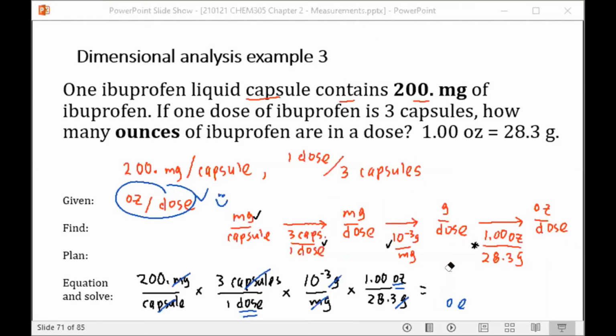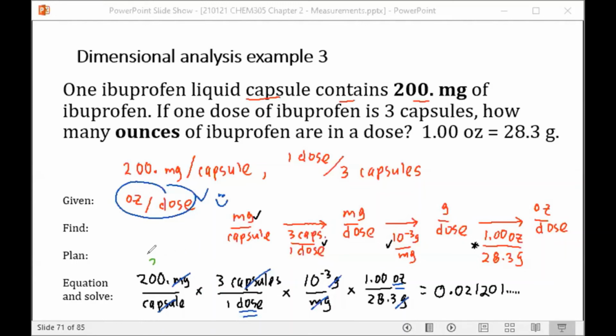Now we're ready to plug it into our calculator. And then after we get a calculator answer, we'll check the sig figs. So let's see, I ended up getting 0.021201, etc. on my calculator. But we know that's not the final answer. Calculators don't know how to round to sig figs, so we need to go back and do that part.